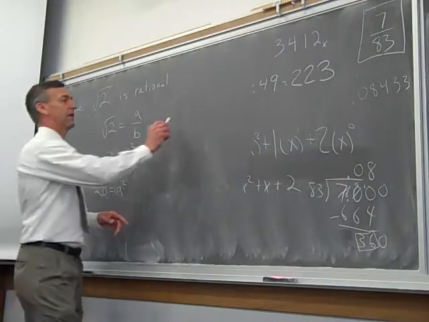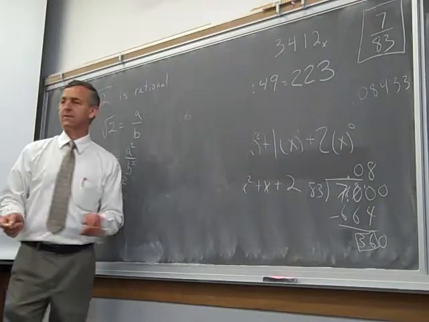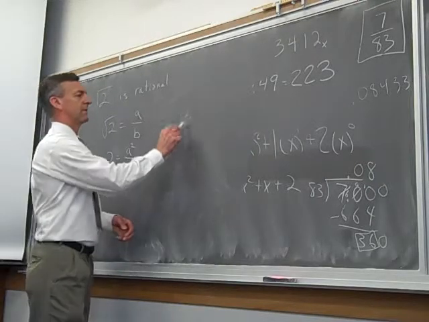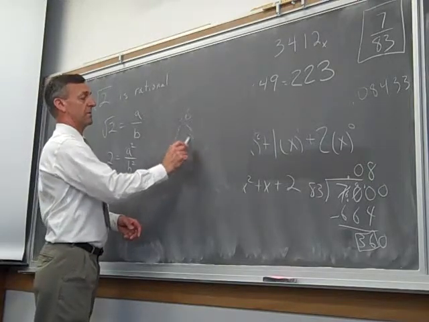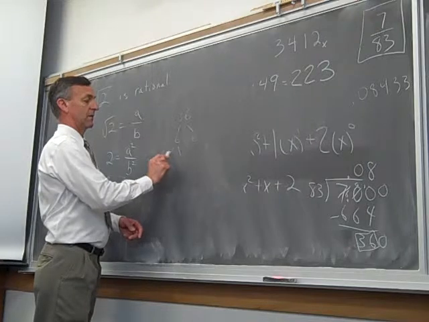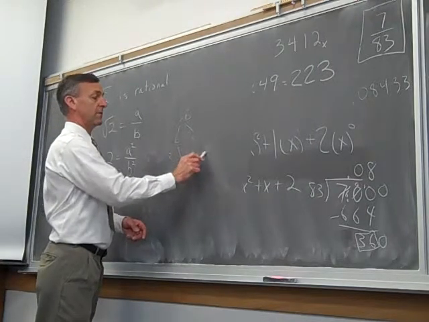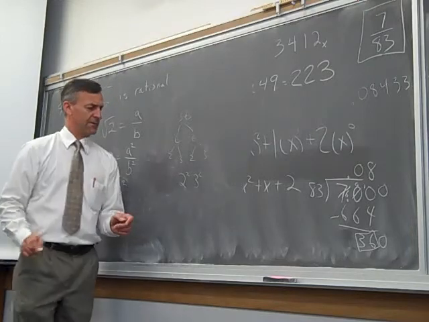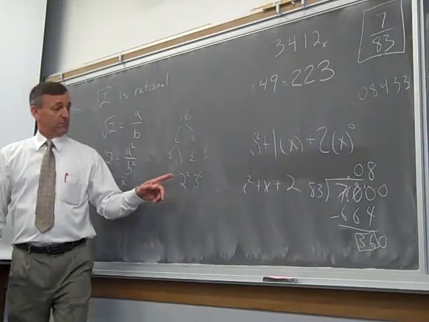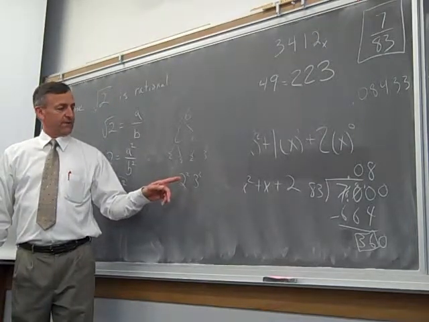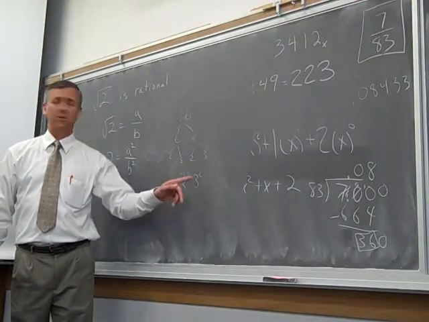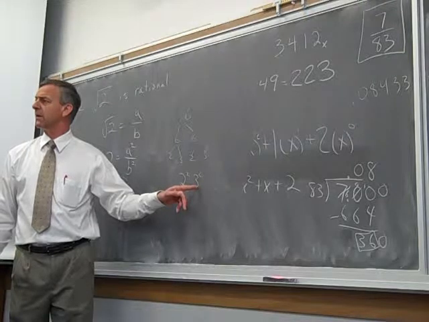Let's just take 36. Does it have any 2's in it? 6 times 6, right? And 2 times 3 and 2 times 3. So 2 squared times 3 squared. Since 6 is 2 times 3, 6 squared would be 2 squared times 3 squared.